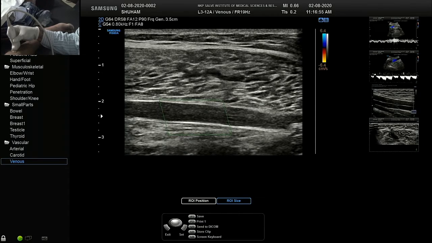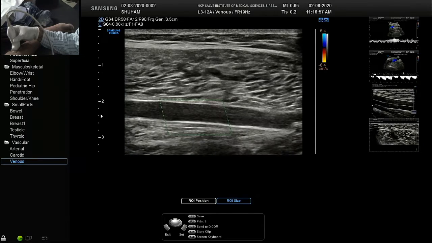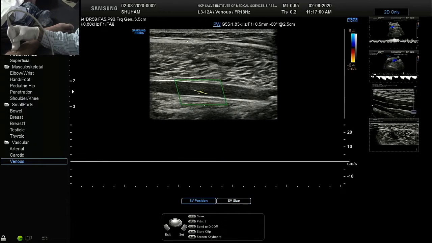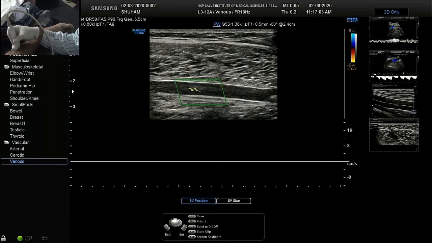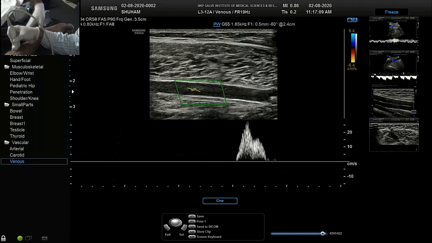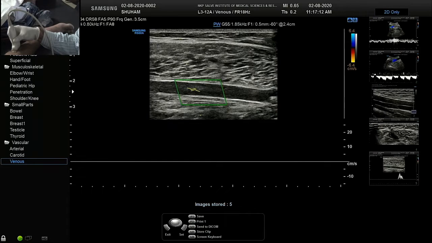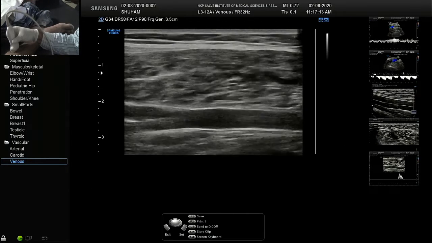I will try to increase. Hey, there is not much spontaneous flow. So how to confirm patency? One is compression in the transverse plane, and second is distal augmentation. Augment. So this is also normal for a TBL vein. It is not that they will always show spontaneous flow.